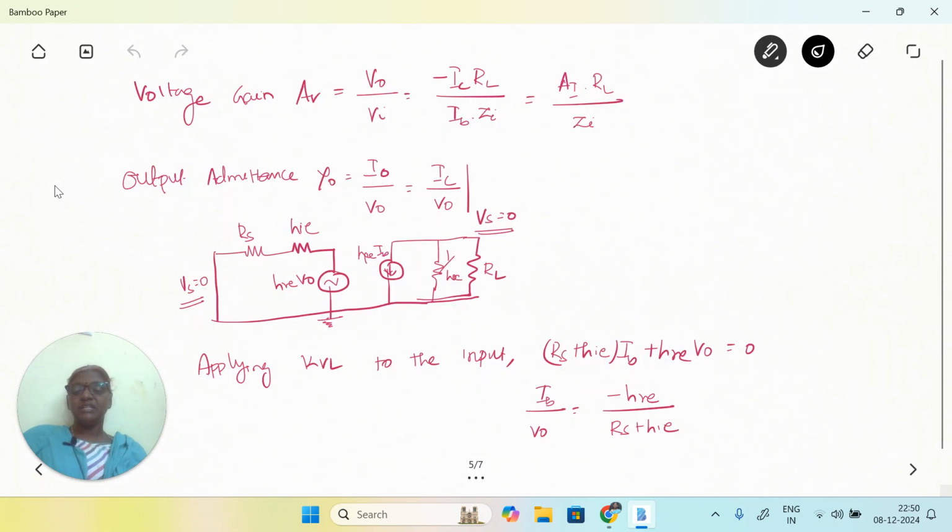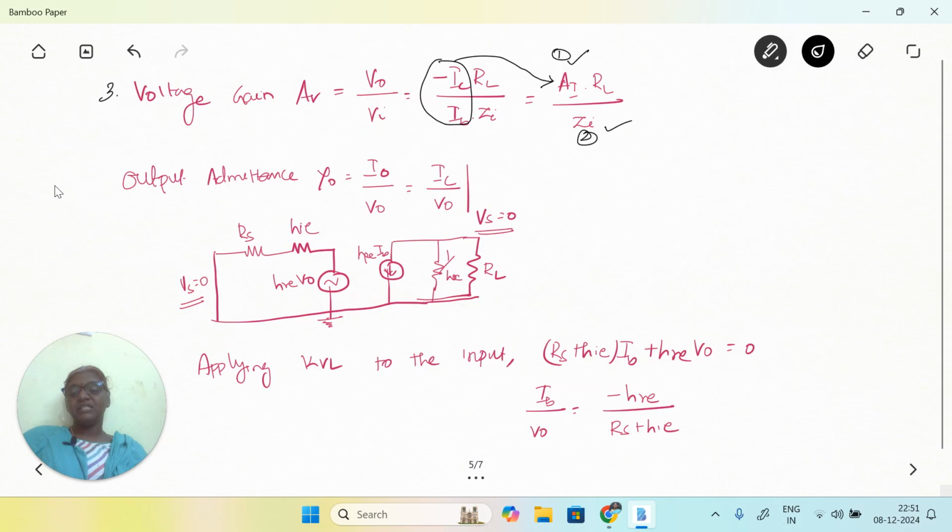The third parameter is voltage gain. Voltage gain is output voltage by input voltage, which is equal to minus IcRL divided by Ib into Zi. As we know, minus Ic by Ib is nothing but the current gain. That can be replaced by Ai into RL by Zi. Ai is already calculated, Zi is also calculated. So this is the first parameter and this is the second parameter, and we can substitute those values while calculating the voltage gain.